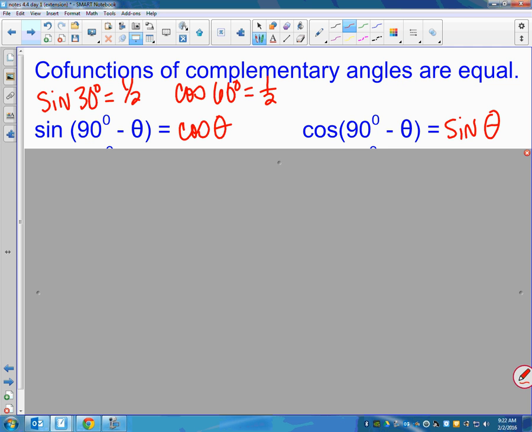So if I said the sine of 50 degrees, I don't know what that equals, but I know it's going to equal the cosine of, what's the complement of 50 degrees? 40 degrees, because 50 plus 40 degrees. And you can check, if you have a calculator, type in sine of 50 degrees and cosine of 40 degrees, they're going to be exactly the same thing.